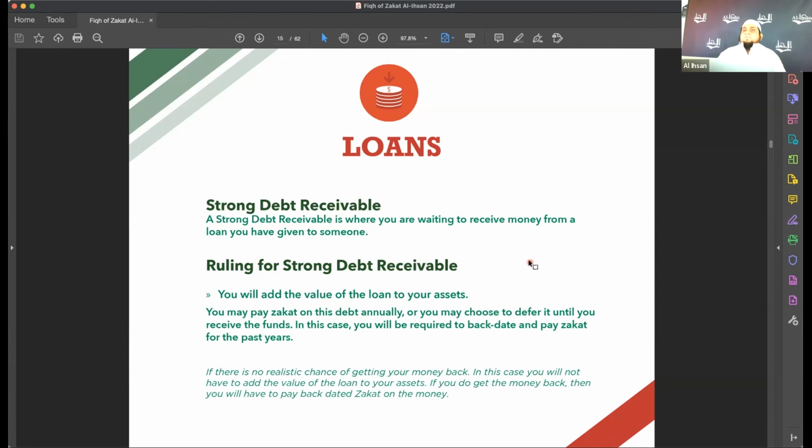Okay, but you have the option. You can either pay zakat at that time, even though you don't have that money, but you have other money to pay the zakat with. You could include that in your zakat and pay it off. Let's say it was a very large loan and you don't have enough money to pay the zakat for that. You can wait until you get the loan back, but then you have to backdate and pay the zakat for whatever time has passed.